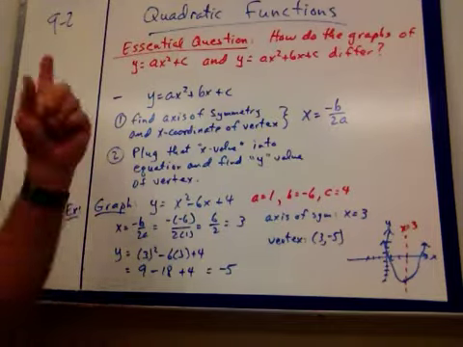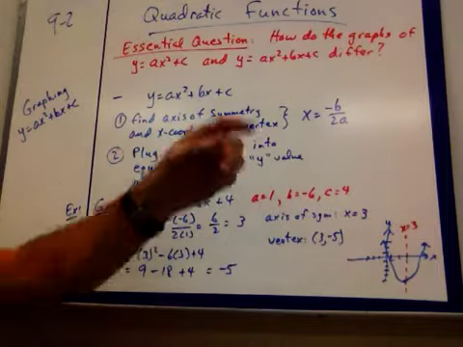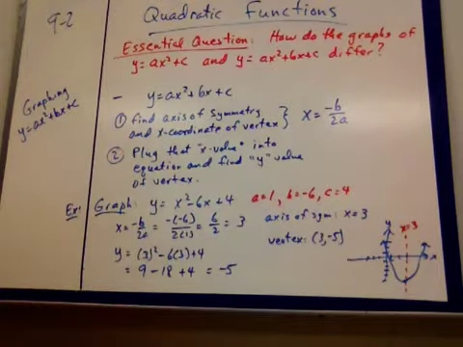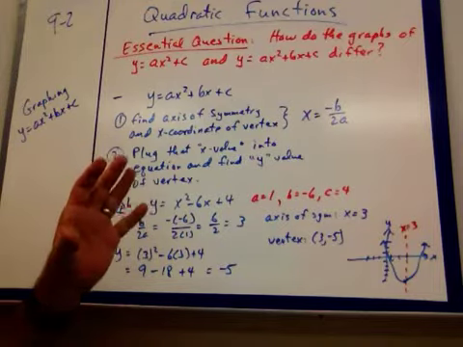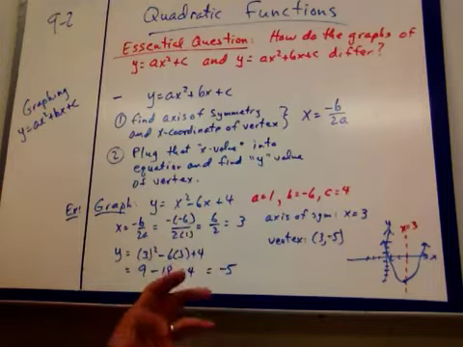Quadratic functions, 9-2. All right, essential questions. How do the graphs of y equals ax squared plus c and y equals ax squared plus bx plus c differ? Okay? And there is a slight difference here. You can graph them all the same way, but there's a difference. We talked about some of this in class yesterday.